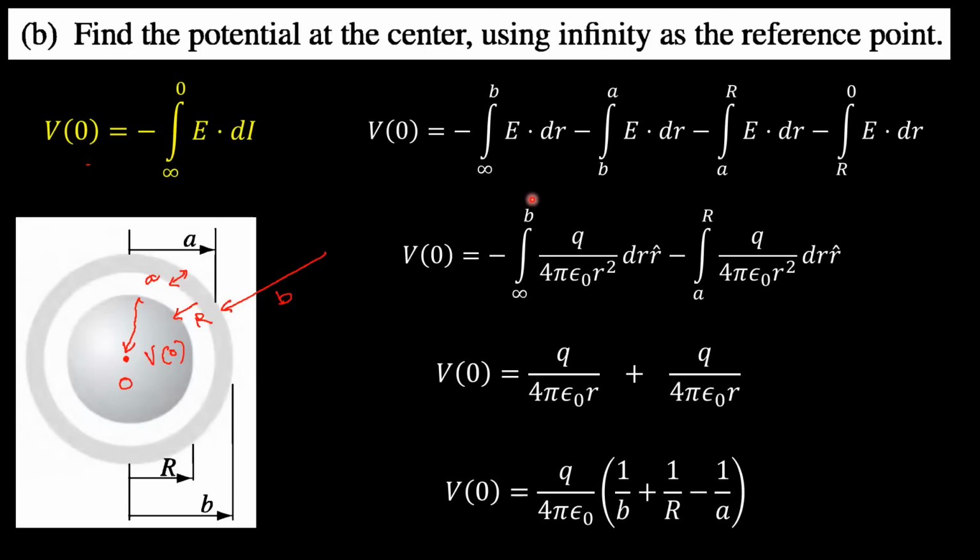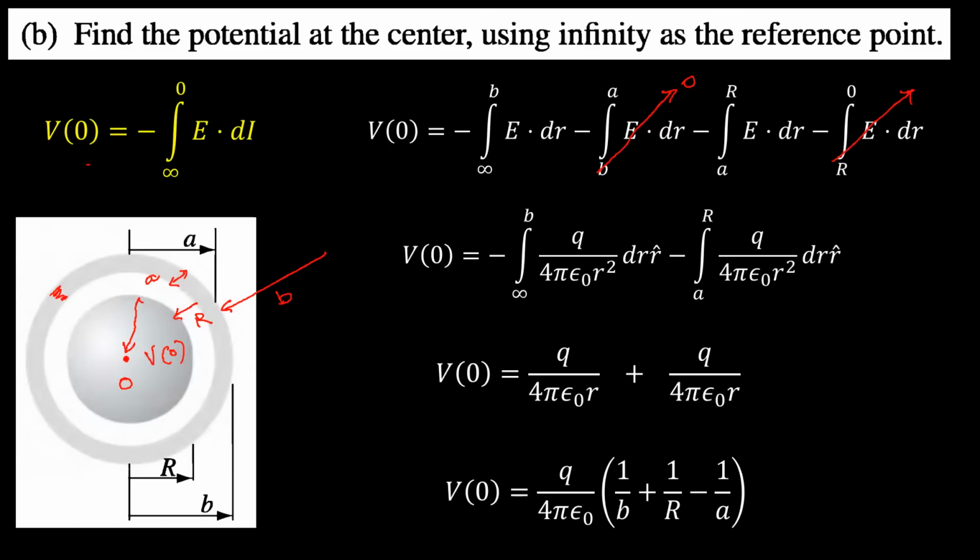Now you can see what happens between a and b. Between a and b there is no charge, you know. The net charge between a and b is 0, so this integral will be 0. From b to a is 0. Then what about R to 0? Here from R to 0, the electric field is 0. This will be 0.